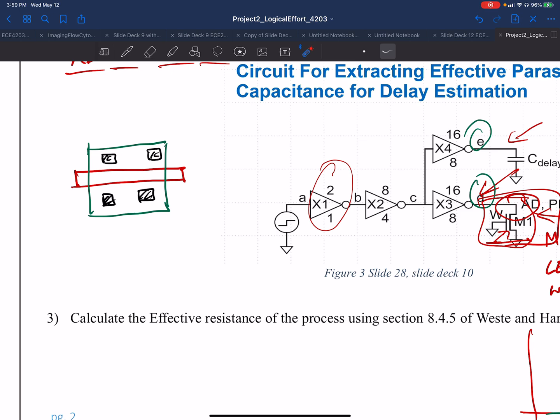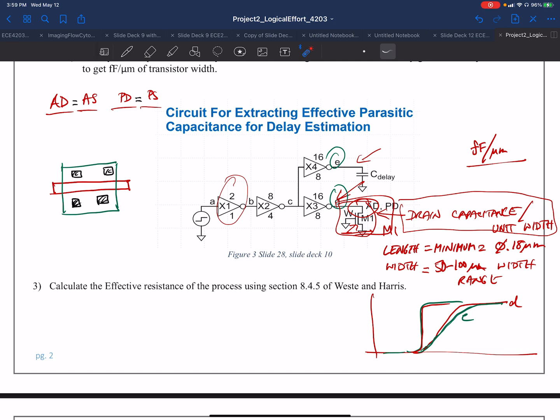I'm not sure, I think it's 1 lambda. Then there's the width of the contact itself, which might be 2 lambda. And then there's the overlap of active over contact. And I think that might be 1 lambda, but take all that with a grain of salt. You might want to double check that. So all that adds up to the minimum height here.